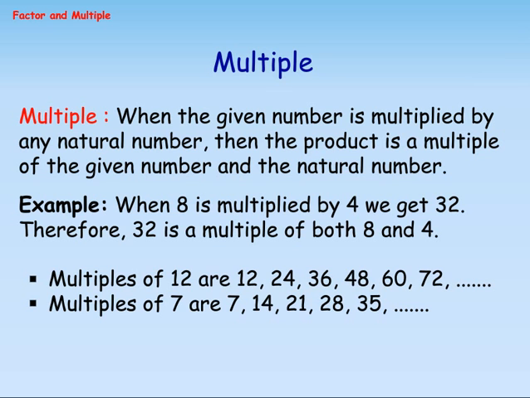Multiples of 12 are 12, 24, 36, 48, 60, 72. Multiples of 7 are 7, 14, 21, 28, 35.